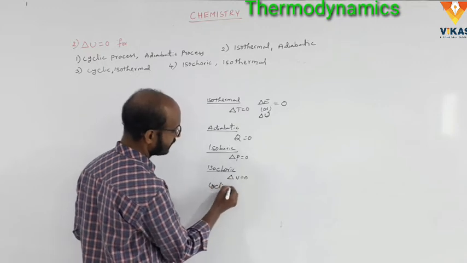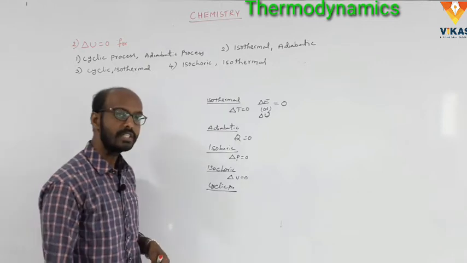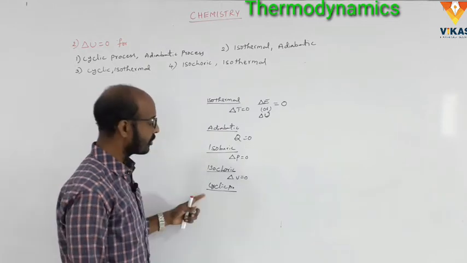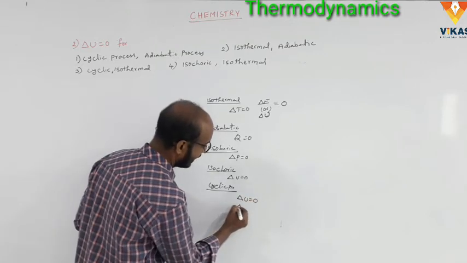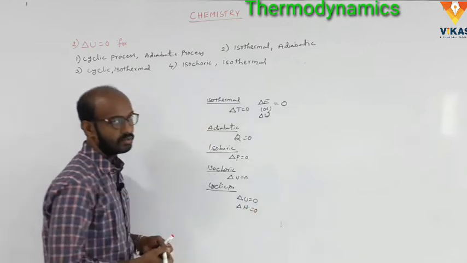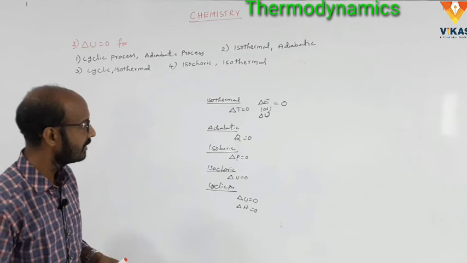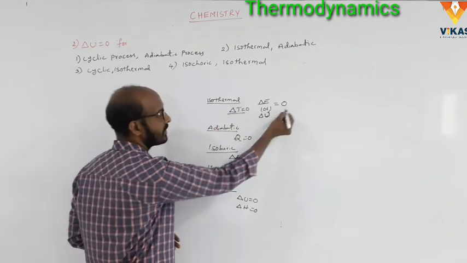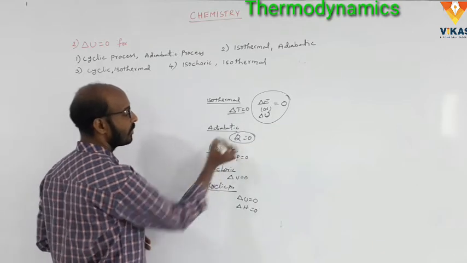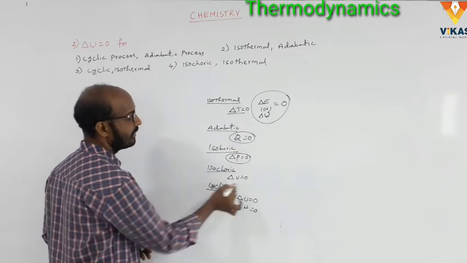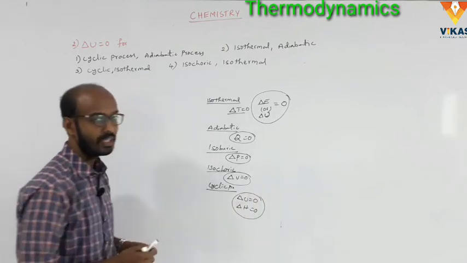And cyclic process. Here in the cyclic process, the initial state is regained after some operation. Here delta U is equal to 0 and delta H is equal to 0. Last class I discussed the thermodynamic processes. Isothermal: delta T is equal to 0 and also delta E and delta U is equal to 0. Adiabatic: Q is equal to 0. Isobaric: delta P is equal to 0. Isochoric: delta V is equal to 0. Cyclic process: delta U and delta H are both 0.